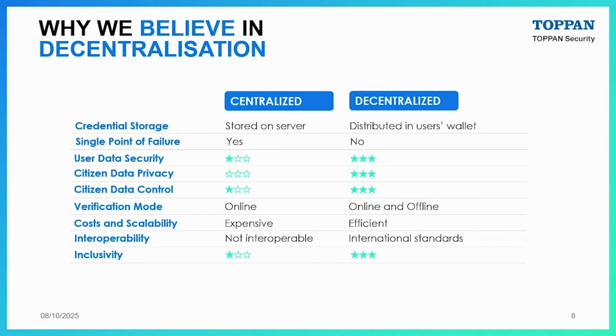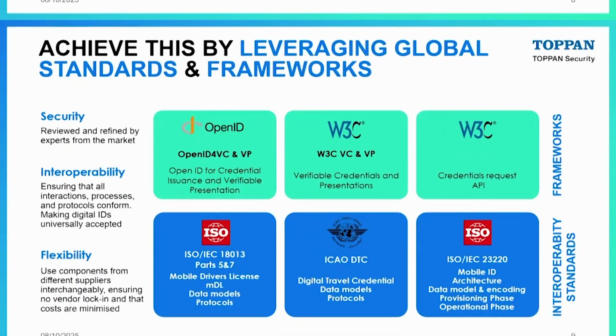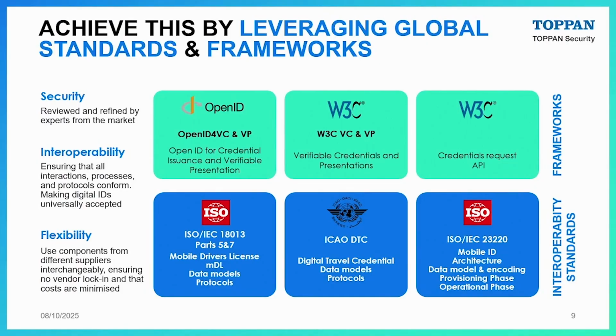Okay, how can we achieve this? There are many different standards and frameworks in the world. There is an ISO working group which develops the standards. Some of the standards are 18013-5 for mDL, then 23220 for mobile ID, and ICAO is also doing standards for the DTC. And everything can be interoperable using the frameworks from OpenID and W3C.